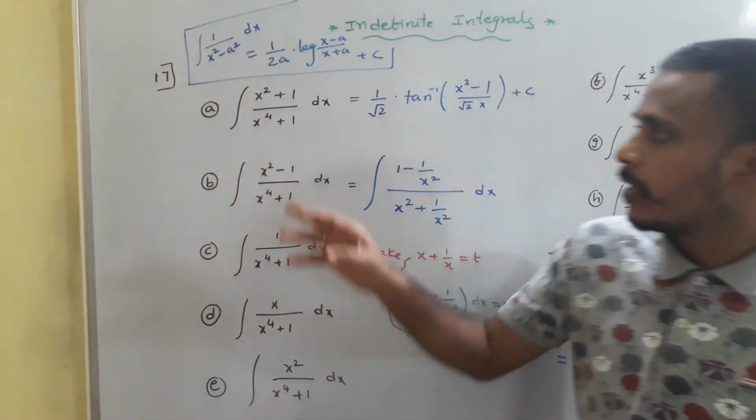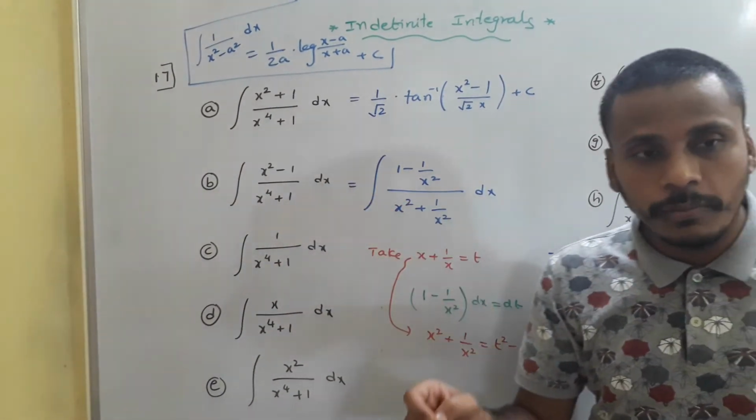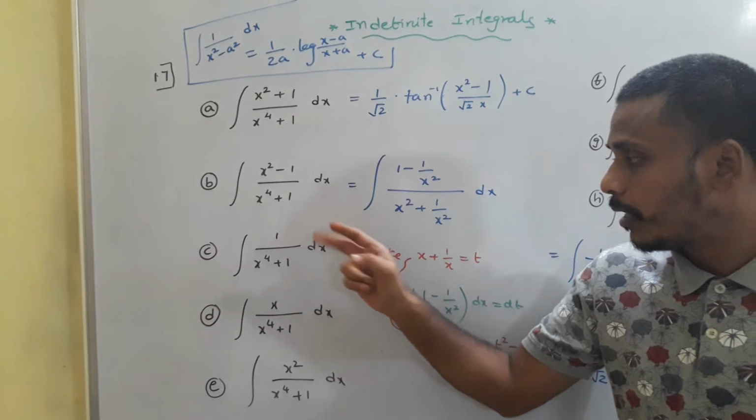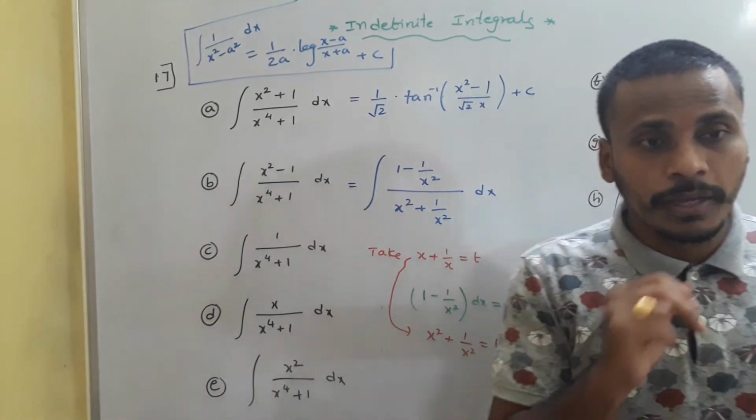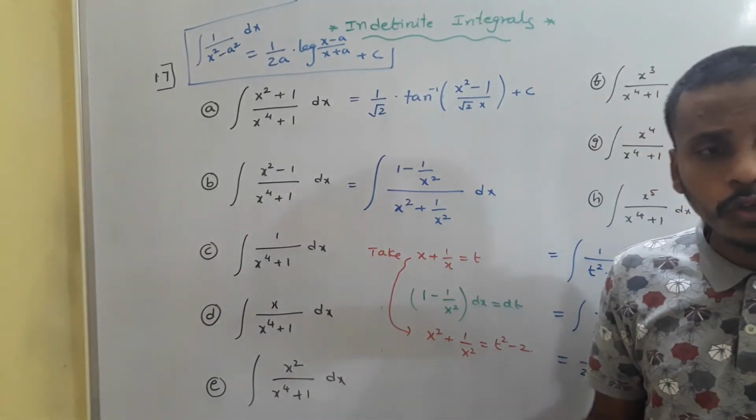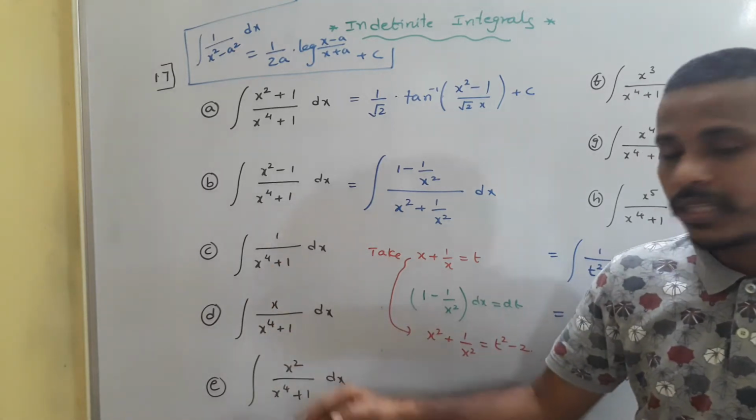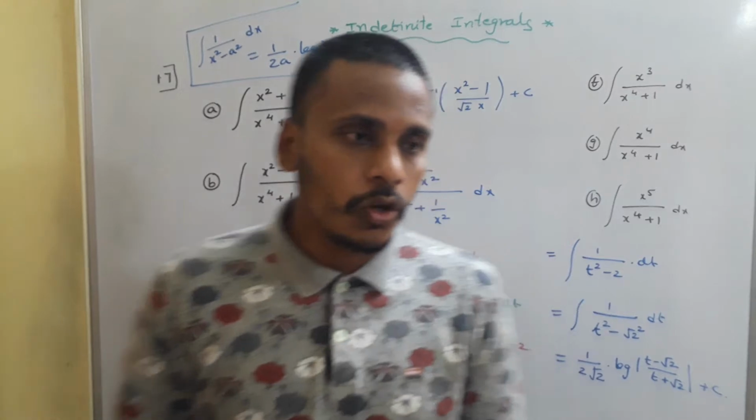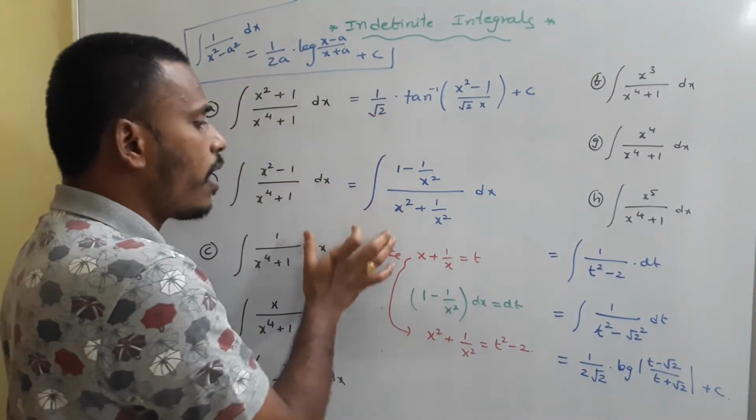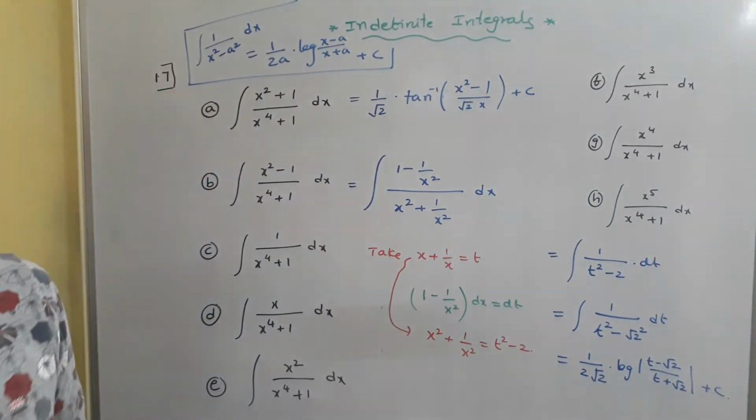For the first bit, substitution is x minus 1 by x is equal to t. For the second bit, substitution is x plus 1 by x is equal to t. In the same way, think about what the required substitutions are for the remaining bits C, D, E, F, G, H. So have a look. This is bit A and bit B.